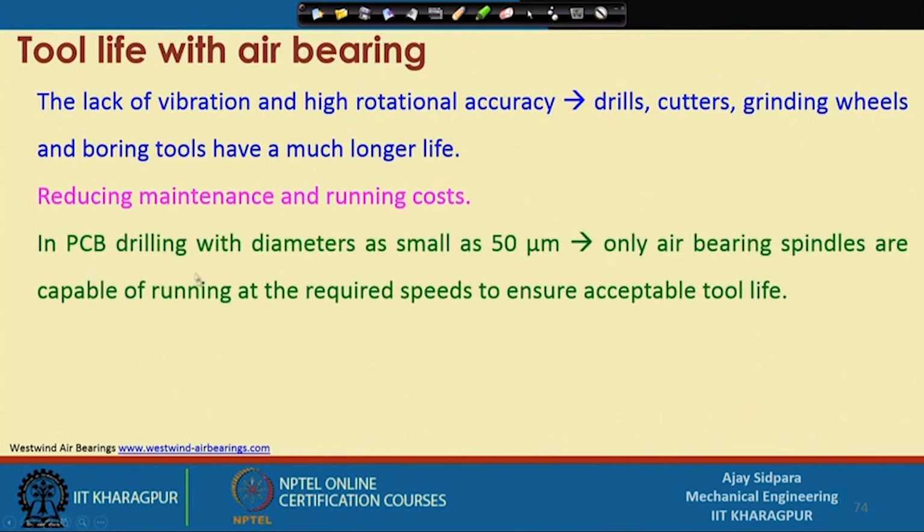Right. So, if you consider PCB drilling, because we want to create some type of circuits on the board, at that time we start with holes of 100 microns diameter. Sometimes it is as small as 50 micron. If you are looking at this 50 micron diameter, only air bearing spindles are capable of running at the required speed, because when you are rotating, what is important is the surface speed or cutting speed.